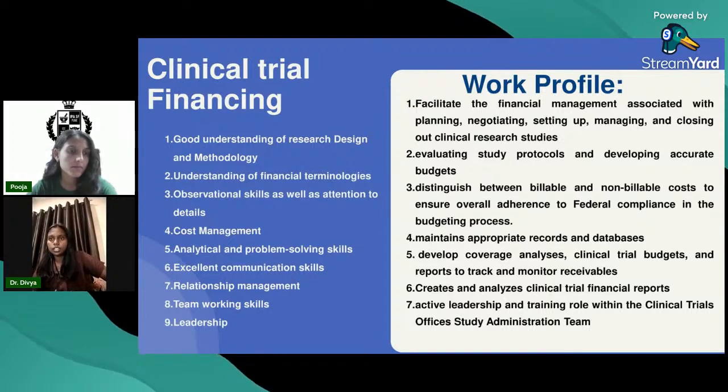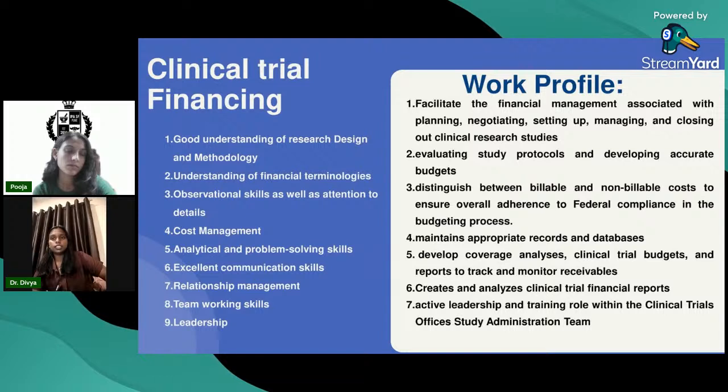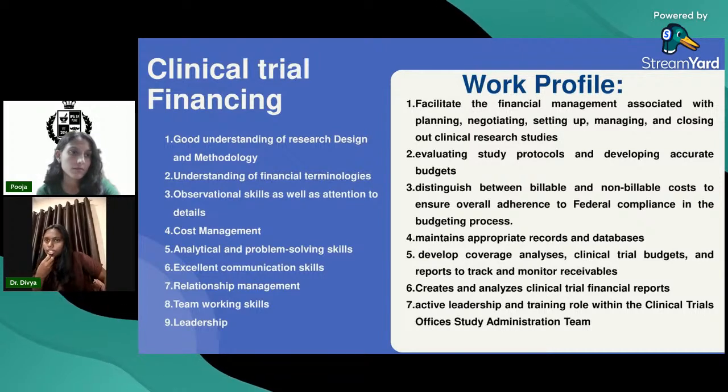So what is required in this? They should be well aware of and understand the clinical research design. They should understand financial terminologies. They should have observational skills. They should also have cost management skills, analytical skills, communication skills, relationship management, team working skill, and finally leadership.